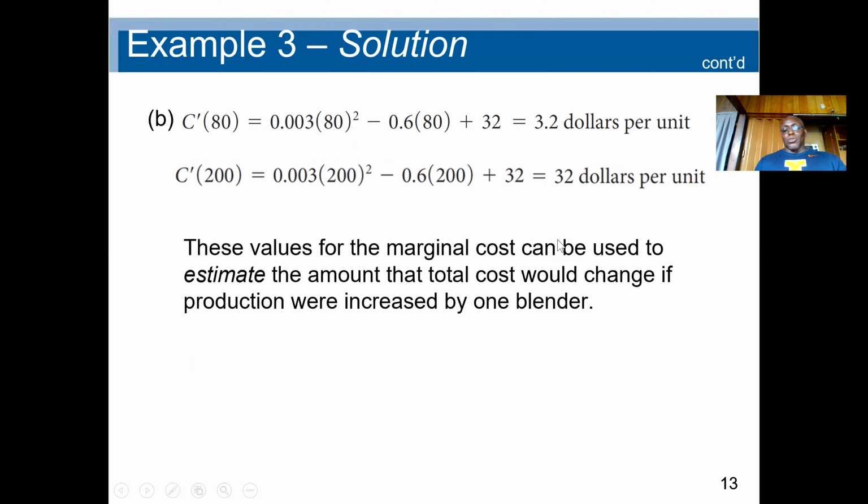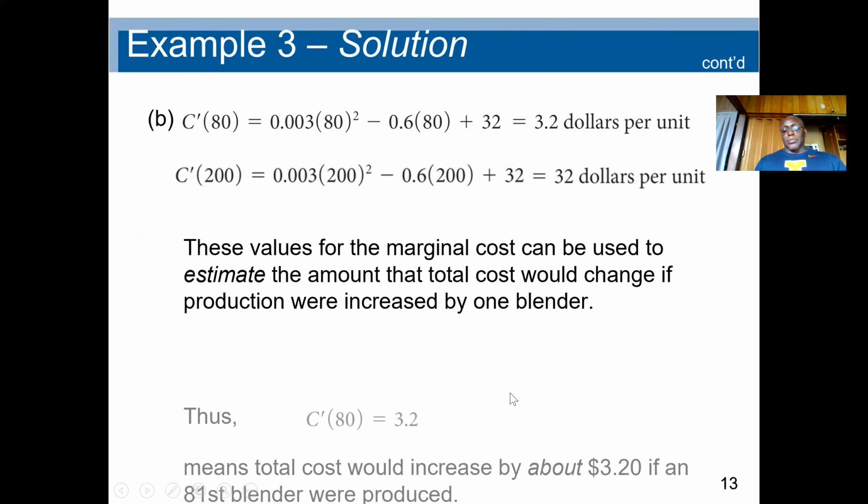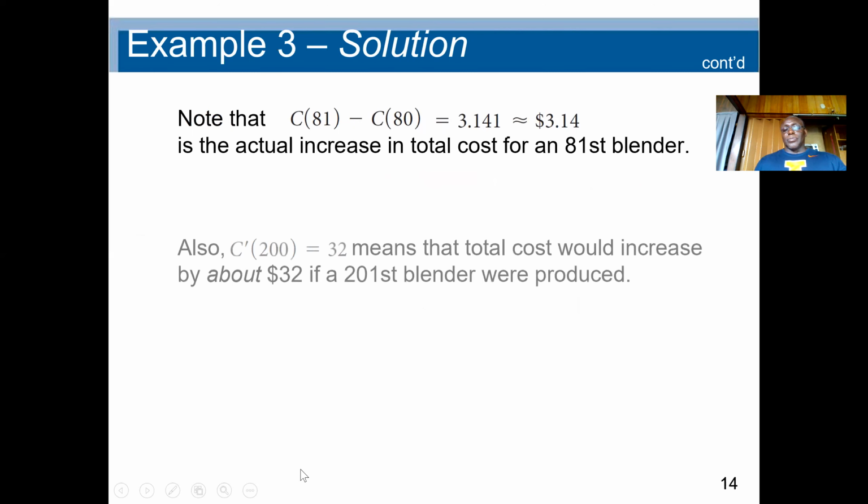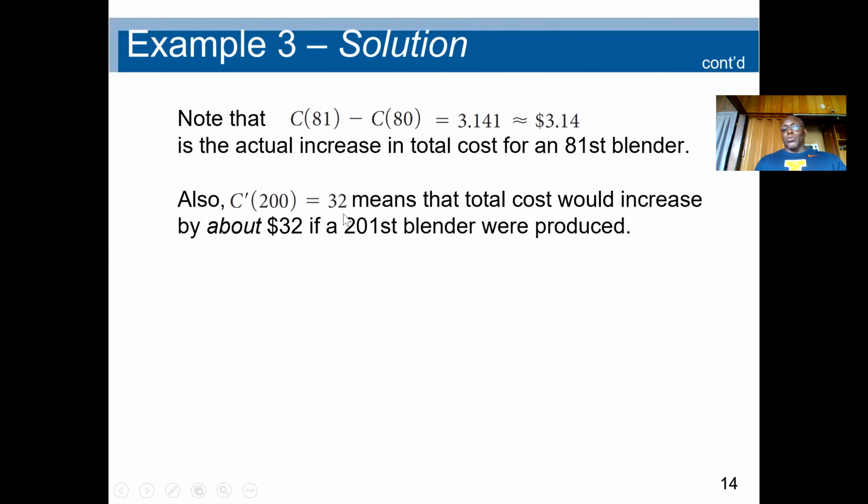Now they say we should interpret the result. So these values for the marginal cost can be used to estimate the amount that total cost will change if the production were increased by one blender. So we can see how the total cost changes. The first one, 3.2, means the total cost increases by $3.20 if the 81st blender were produced. And the same thing applies to the 200 also. 32 means that the total cost will increase by $32 if the 201st blender were produced.